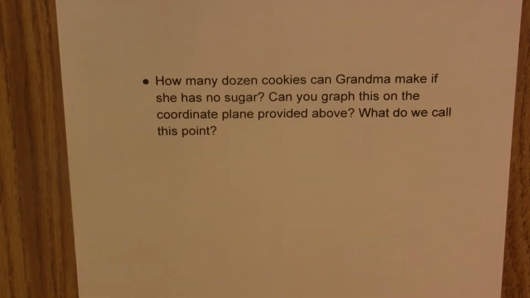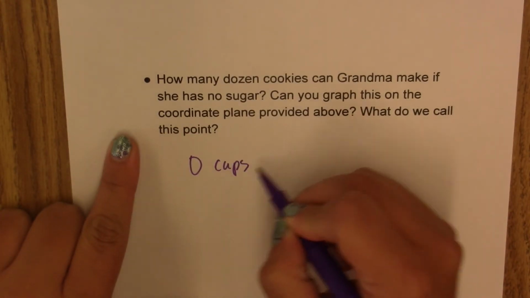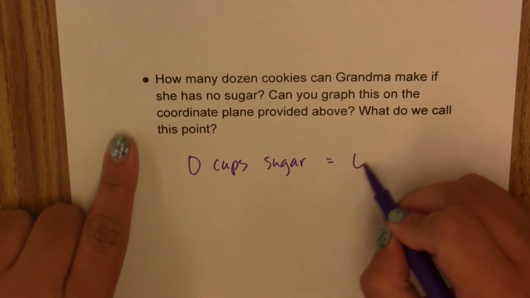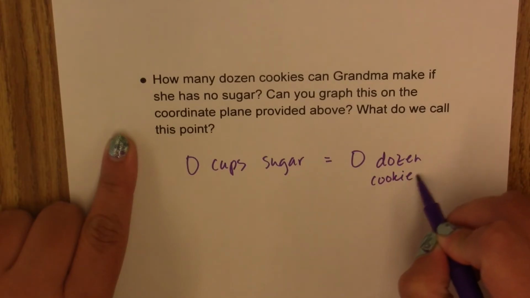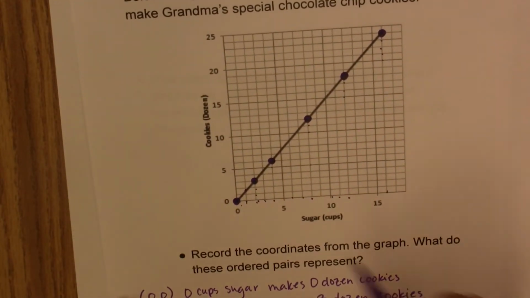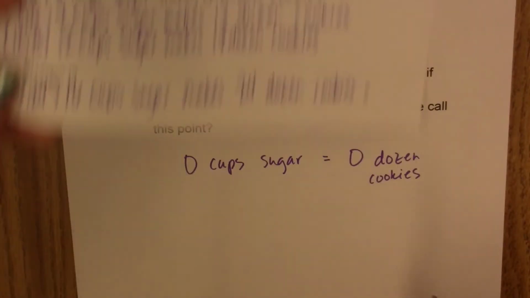How many dozen cookies can Grandma make if she has no sugar? Can you graph this on the coordinate plane provided above, and what do we call this point? So if Grandma has 0 cups sugar, is she going to be able to make any cookies? And that is no. So 0 cups of sugar would be 0 dozen cookies. And that would be a very, very sad day if Grandma didn't have any sugar to make cookies. So when we graph this point, we already did graph that point, that 0 cups of sugar makes 0 dozen cookies. So this point we're talking about right now is at 0, 0.